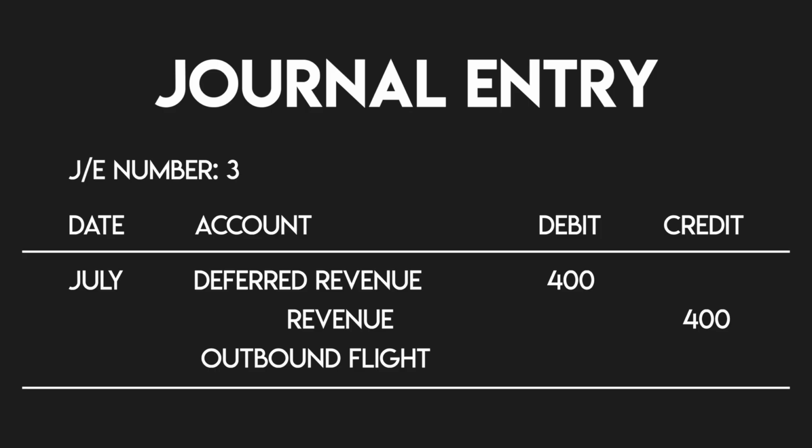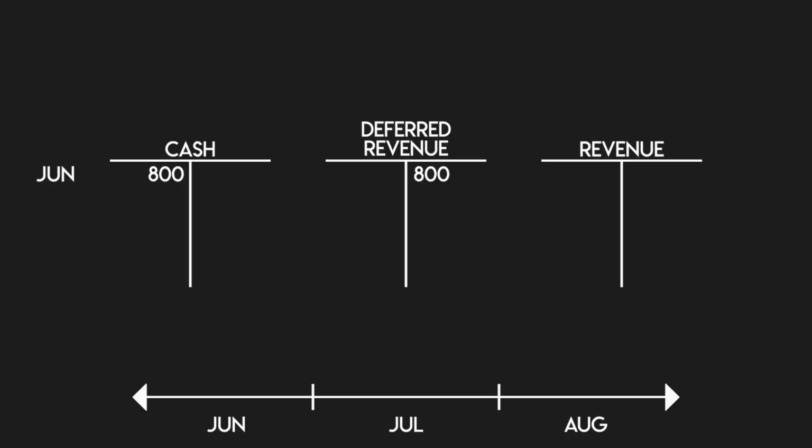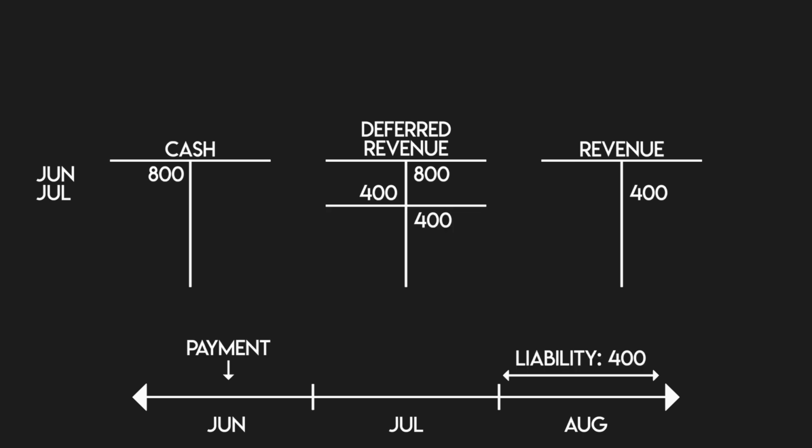Let's jot down how this adjusting entry is going to affect your T accounts. We need to debit the left-hand side of the deferred revenue T account by $400 and credit the right-hand side of the revenue T account by $400. So as things currently stand, you have cash of $800 from that initial payment and you are holding deferred revenue of $400 as a liability in your balance sheet. We've released the other $400, which we now recognize as revenue in the income statement.